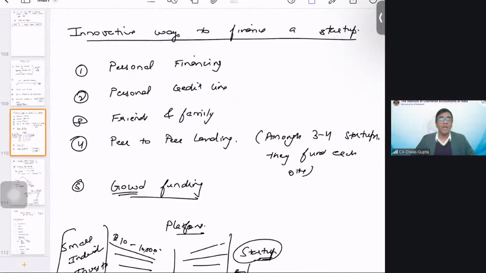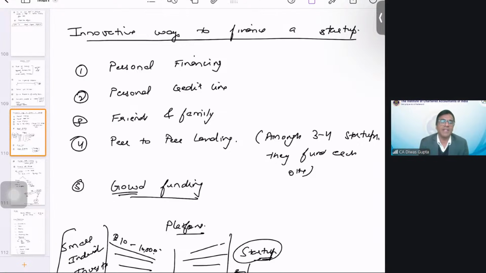So these are the overall objectives with which, if you do a business, then only it will be regarded as a startup. Now, in these businesses, students, there is a basic problem. How do you finance the startups, right? Because these are smaller businesses, they face a lot of issues in terms of financing. So what are the innovative ways to finance a startup?